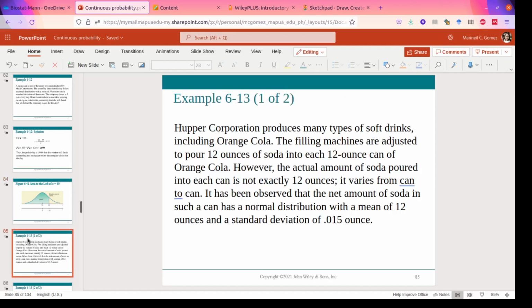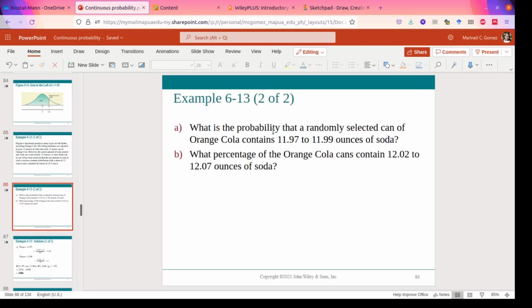So another example. Hopper Corporation produces many types of soft drinks including orange cola. The filling machines are adjusted to pour 12 ounces of soda into each 12-ounce can of orange cola. However, the actual amount of soda poured into each can is not exactly 12 ounces. It varies from can to can. It has been observed that the net amount of soda in such a can has a normal distribution with a mean of 12 ounces and a standard deviation of 0.15 ounces. What is the probability that a randomly selected can of orange cola contains 11.97 to 11.99 ounces of soda?